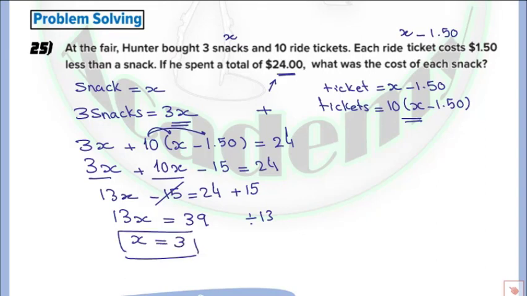Once we have x equals 3, it means the price of the snack will be $3 and the price of the ticket will be 3 minus 1.50, which equals $1.50. And that's how we can solve the multi-step equation.